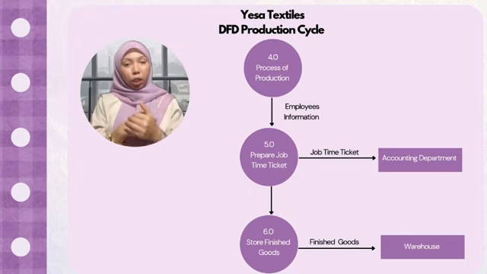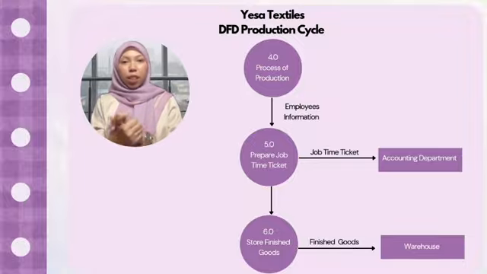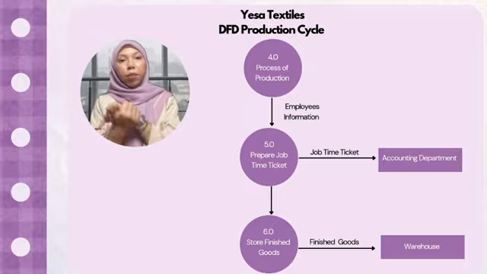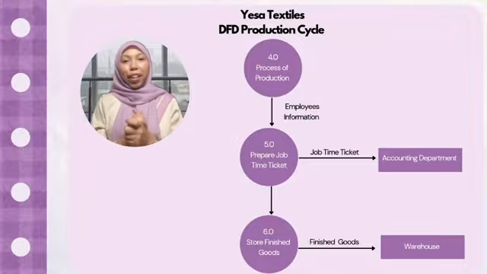After that, the flow continues from process 5 down into process 6, which is called store finished goods. Process 6 then formally transfers the completed product as a finished good to the warehouse, which marks the end of the entire production cycle, and the products are now ready to be delivered to the customer.